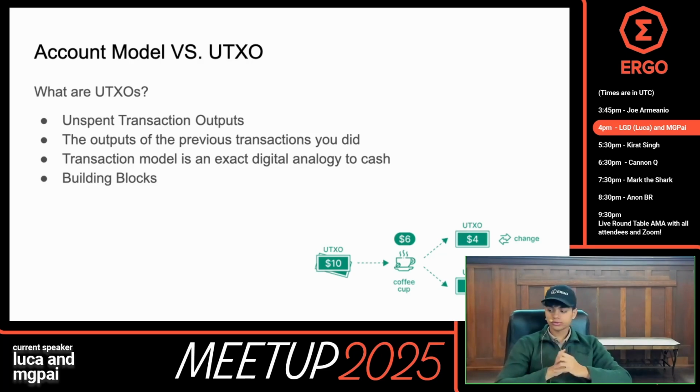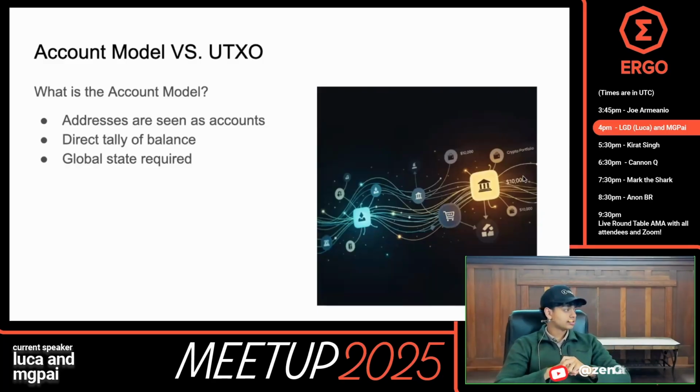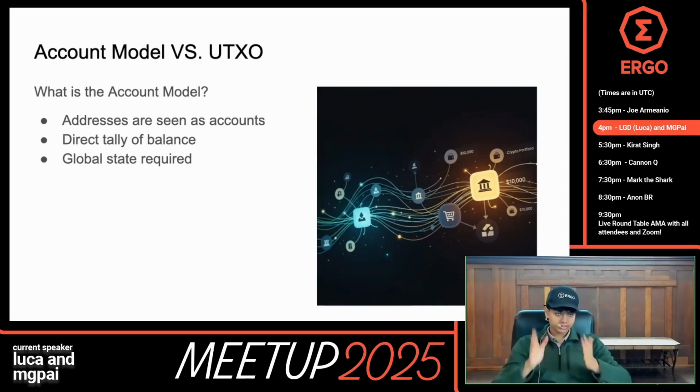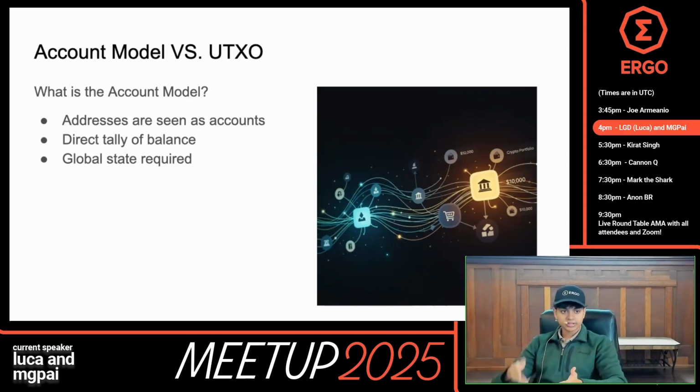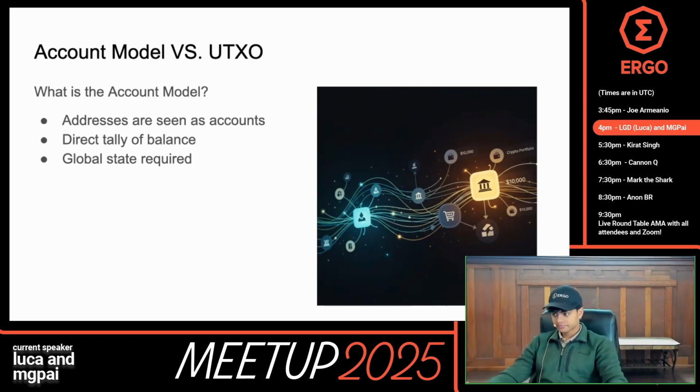Cardano and Ergo both make use of this. So what's the account model? The account model is really the newer model, and it was pioneered by Ethereum. And the account model really is analogous to your bank account, where you just have a list of transactions saying that maybe $10 was deposited and you're spending $1, and you have a list of transaction history, right? So addresses are seen as accounts, and you just have a direct tally of balance. And the thing with this, and I think of it as a problem, is that you need global state, right?